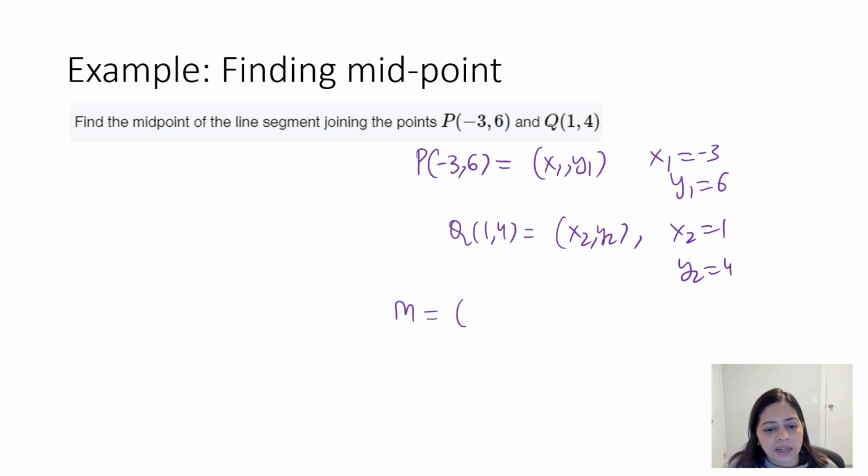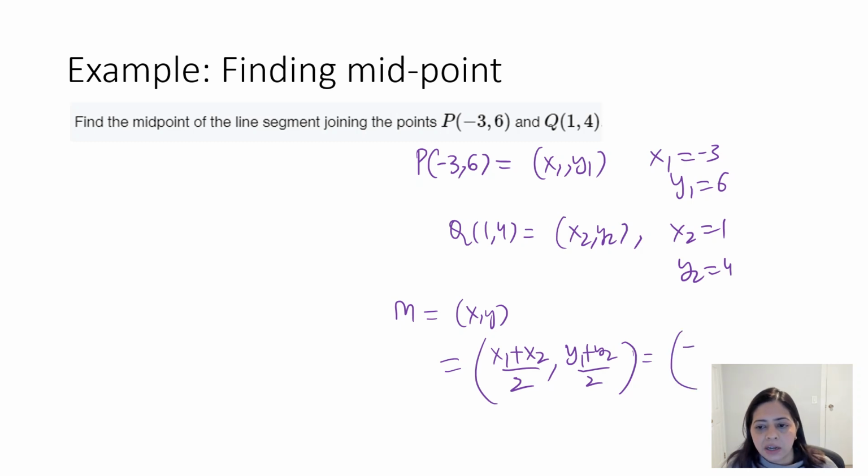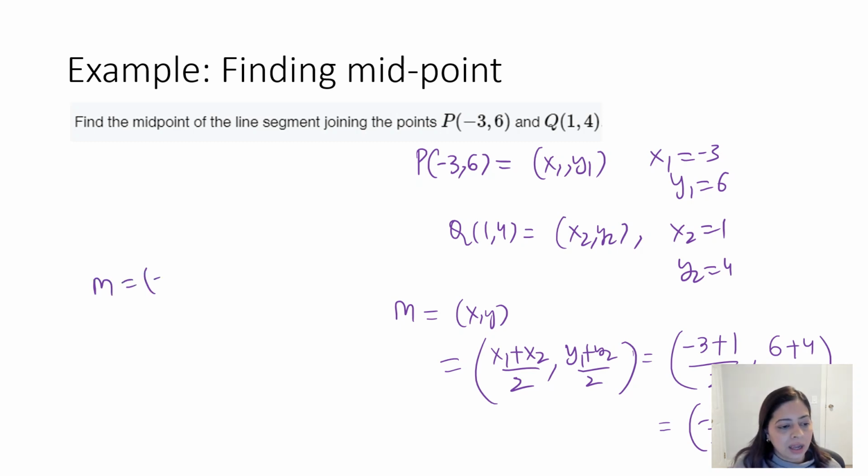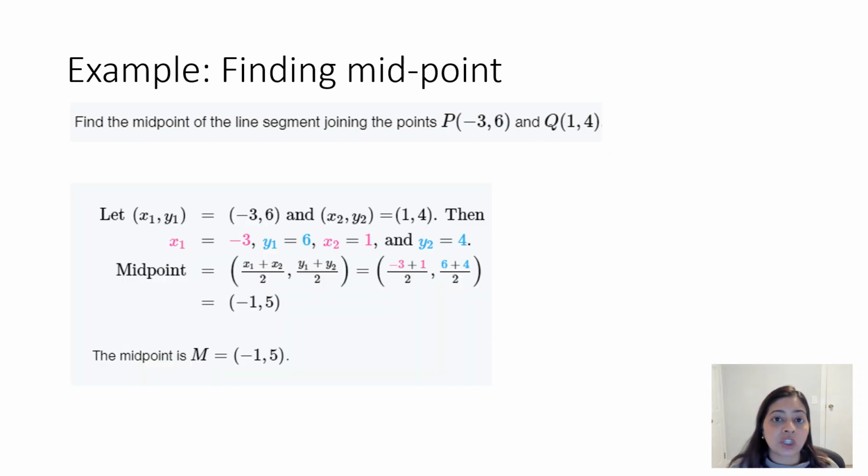So the midpoint is (x, y), where x is (x1 plus x2) over 2, y is (y1 plus y2) over 2. So x1 is negative 3, x2 is 1, over 2, y1 is 6, y2 is 4, over 2. So negative 2 over 2, 10 over 2, so negative 1 comma 5. So I'll write here negative 1 comma 5. That's the midpoint of the line segment. The solution is also done here for the same question.